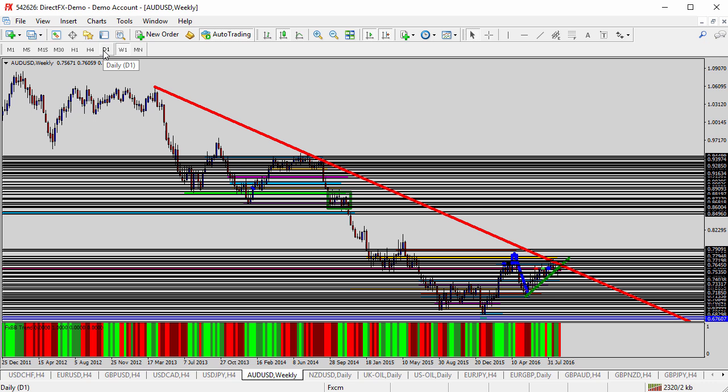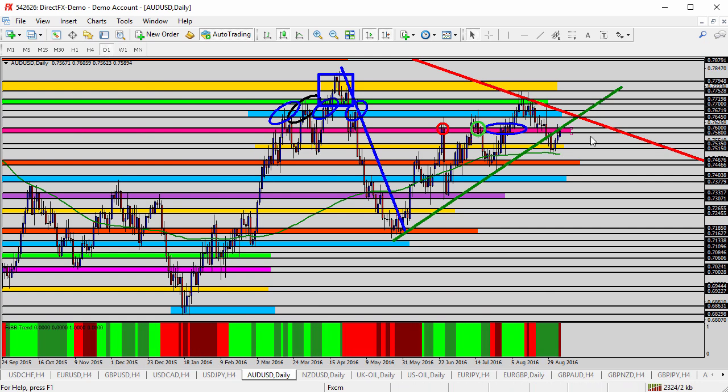As we go down into the smaller time frames, you can see it's bounced off that red trend line over the past couple of weeks and has made a return lower. We're underneath the green trend line, the rising green trend line. I think that's very important here for the Australian dollar. So we bounced off the long-term red trend line. We're underneath the green trend line. So very important here for this currency pair.